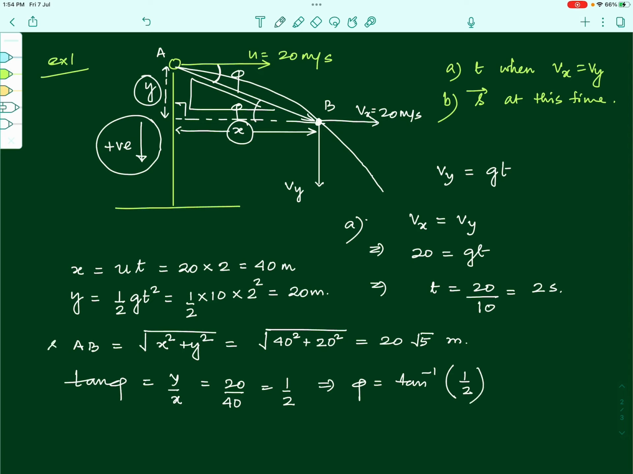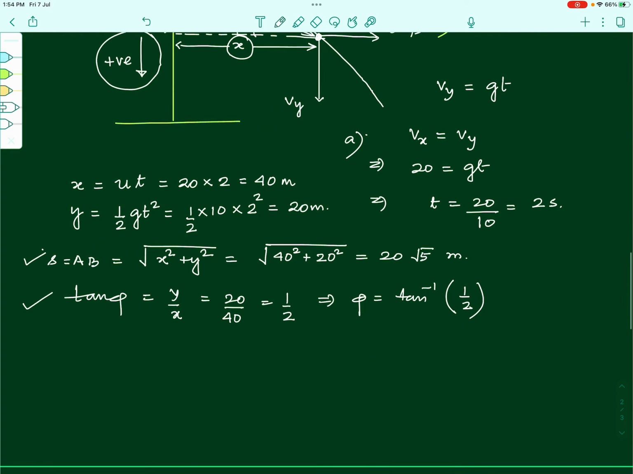So we have just now expressed our displacement in terms of its magnitude and the direction. We could have also expressed the complete displacement vector just by taking the components itself, writing it in the component form, x i cap plus y j cap simply. In that form, the answer would be 40 meters i cap plus 20 meters j cap.